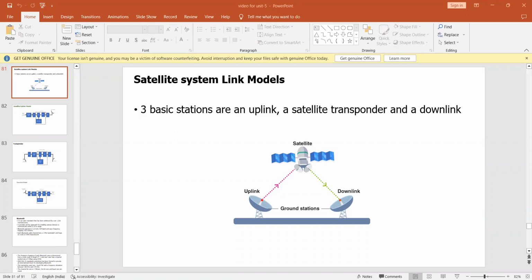Hello, students. In the last topic, we saw in detail about the introduction of satellite communication. In today's topic, we are going to see about satellite system link models.